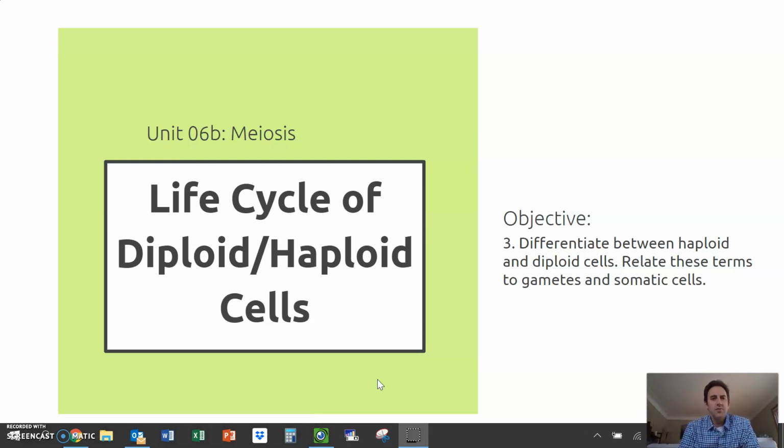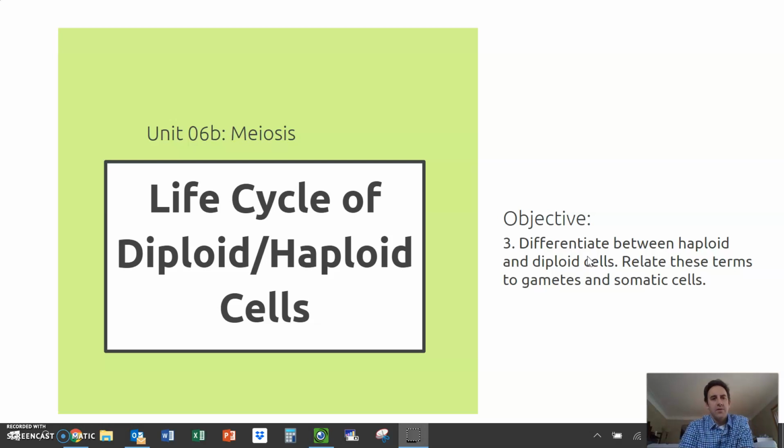We're going to be starting a new unit called meiosis. And in the next couple screencasts, we're going to be focusing on these terms haploid and diploid. And we're going to figure out what is the difference between a haploid cell and a diploid cell. Why do we care? And then we're going to be relating those terms to gametes and somatic cells.